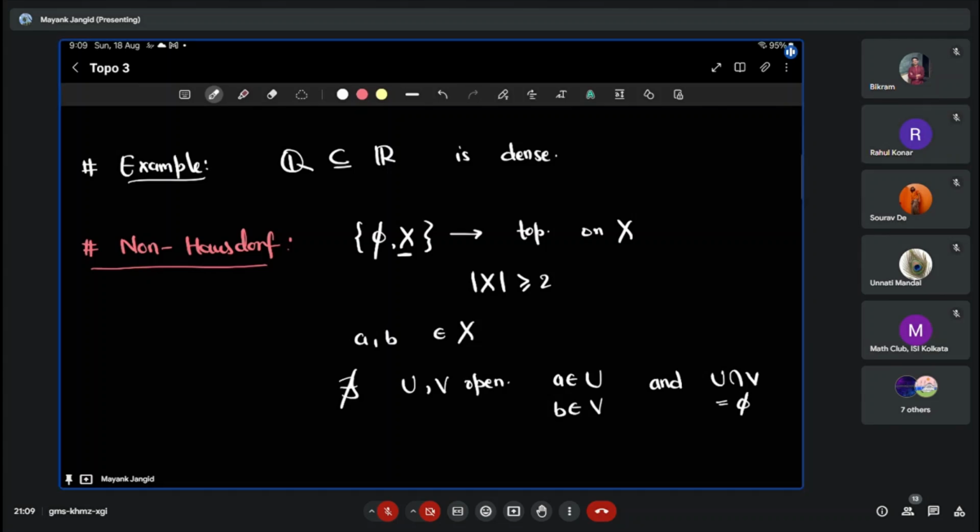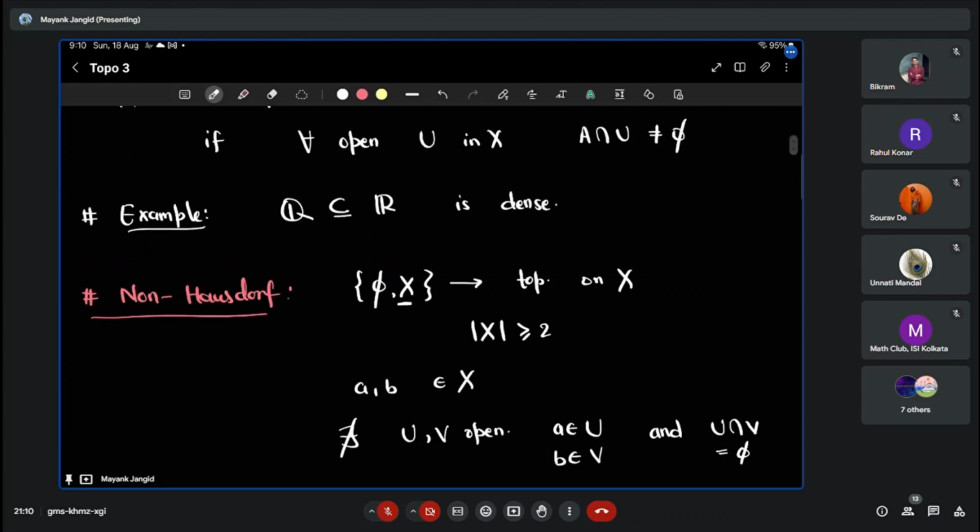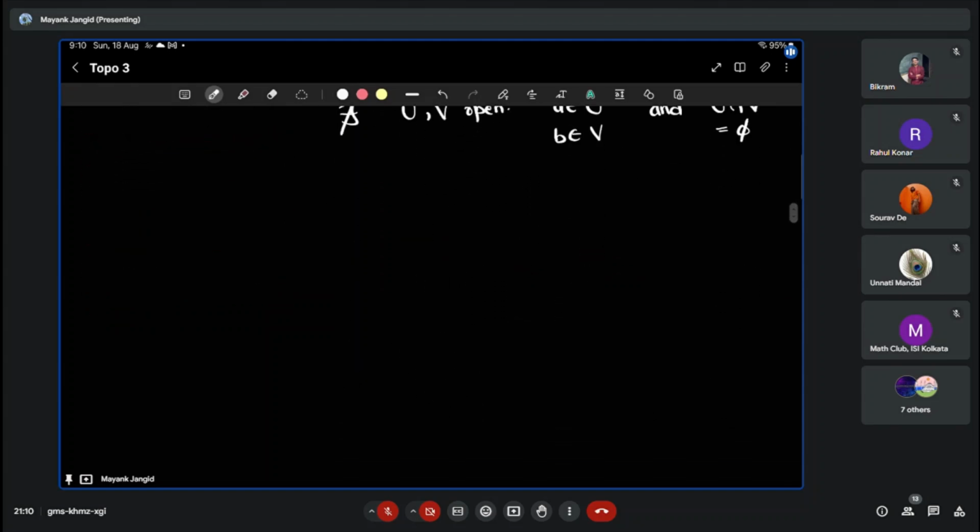There are a few more important non-Hausdorff spaces, like in algebraic geometry, there is the Zariski topology which is also non-Hausdorff, and these are of very much importance. Okay, fine. So we will go ahead, and I will give you one more definition.